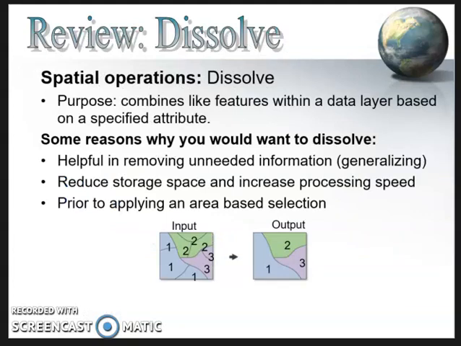So for a quick review, a dissolve function is primarily used to combine similar features within a data layer. Adjacent polygons may have identical values for an attribute. It dissolves the boundaries between the features that share the same attribute. This is a generalization tool. Some reasons why you would want to dissolve is it's helpful in removing unneeded information. It reduces storage space and increases processing speed, and it's useful prior to applying an area-based selection. So you can see here, you have multiple polygons with different values, and instead of dissecting each of those polygons into smaller units, you're going to combine all of those units into a smooth output polygon, as you can see here.